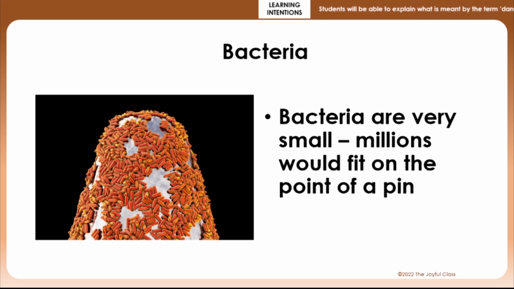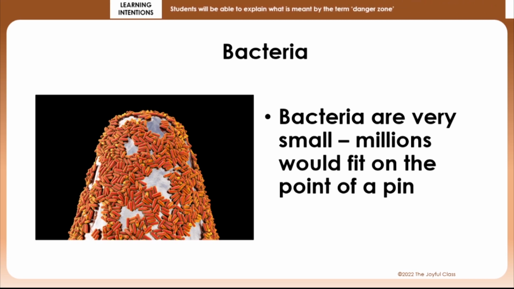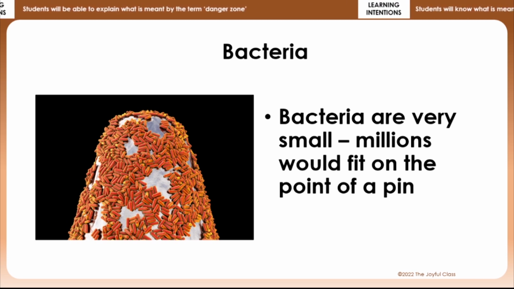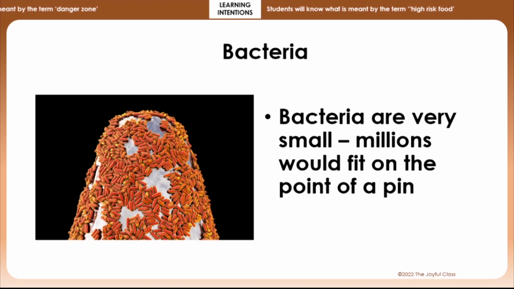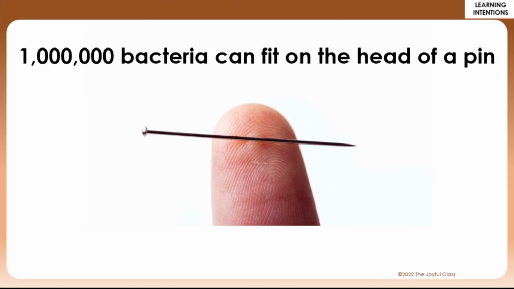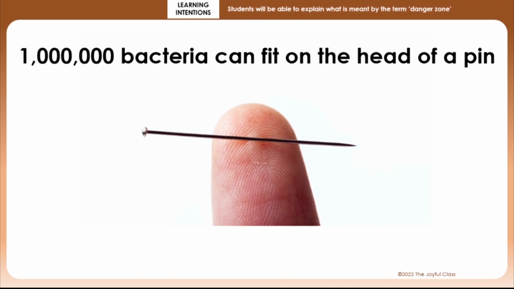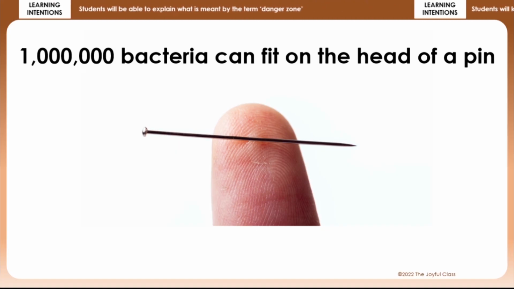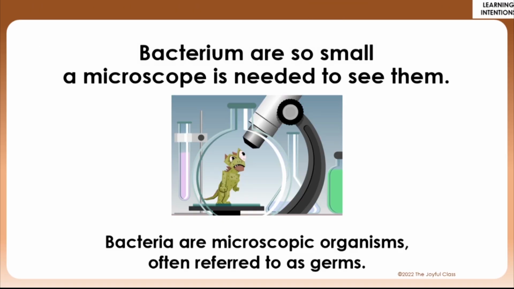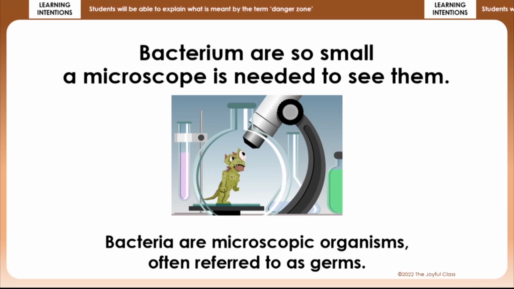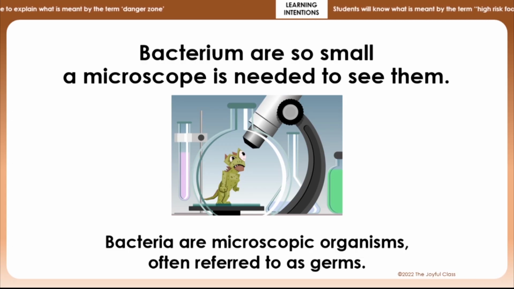Bacteria are so small that millions would fit on the point of a pin. One million bacteria can fit on the head of a pin. That's how small they are. You need a microscope to see them. And sometimes we refer to microscopic organisms as germs.